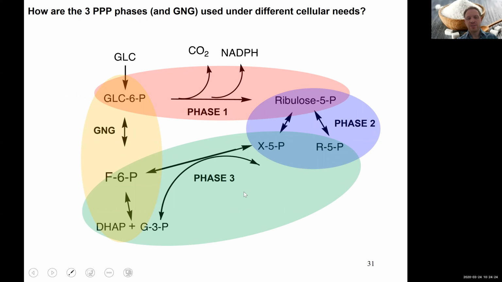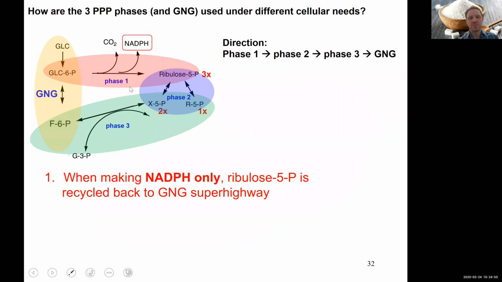So again, remind yourself of all our different pathway modules here, right? We have our oxidative phase 1, we have our isomerization reactions here in phase 2, and then the number of these aldolase reactions in phase 3, and we can combine it with our GNG reaction right here. So how do these work? Let's assume we want to make only NADPH. We have a lot of oxidative stress. We need to deal with it. We need to make a lot of NADPH.